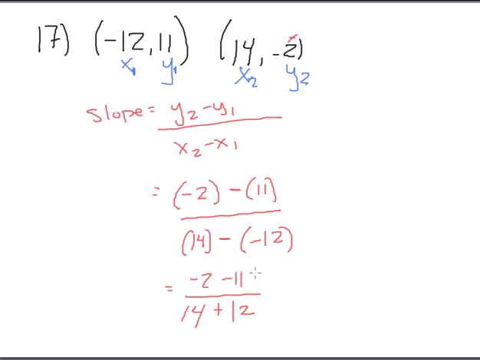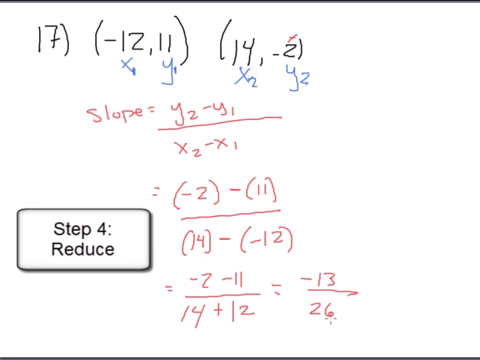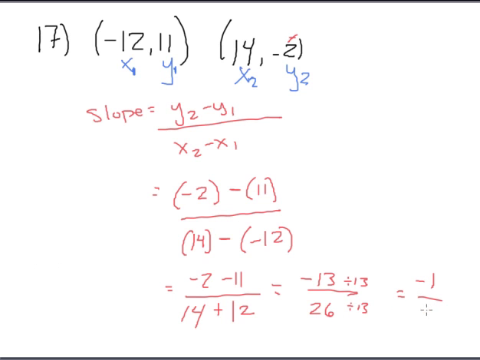There you go. So now I have negative 2 subtract by 11. That's going to be negative 13. 14 add by 12. That's going to be 26. Always remember to reduce if you can. So here I could notice that I could divide both sides by 13. Negative 13 divided by 13 is going to give me negative 1. 26 divided by 13 is going to give me 2. So my answer is negative 1/2.